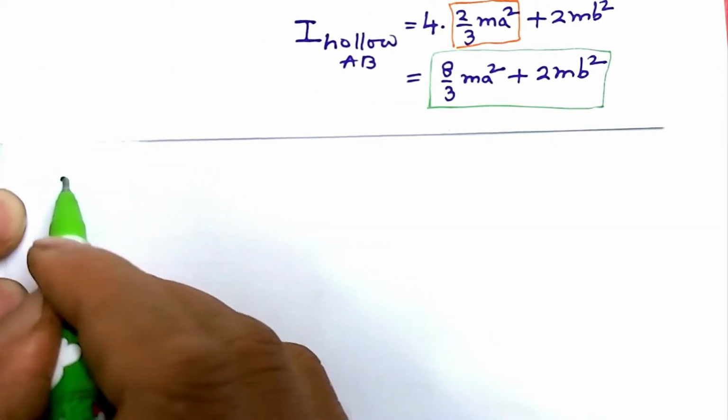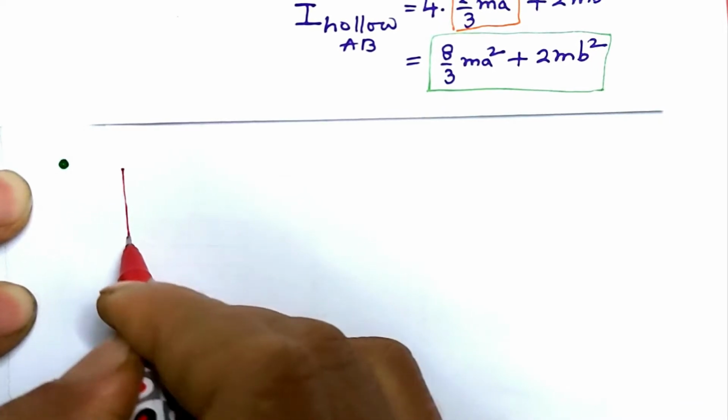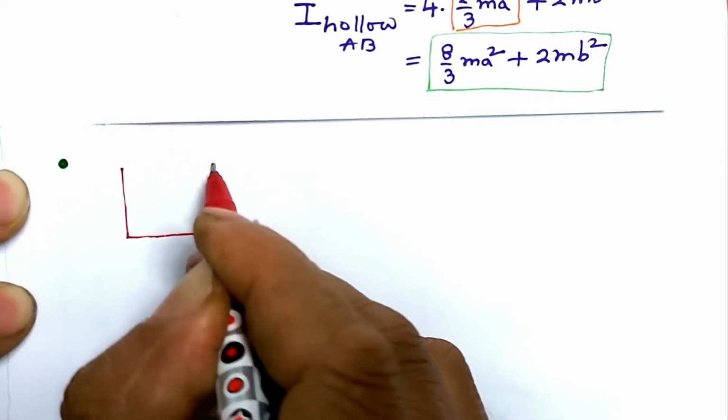Let us consider the next problem. This is the solid sphere set situated at the corner of square of side length b.